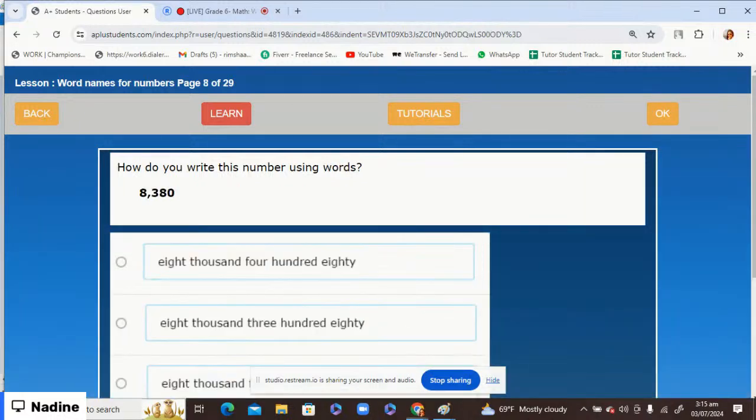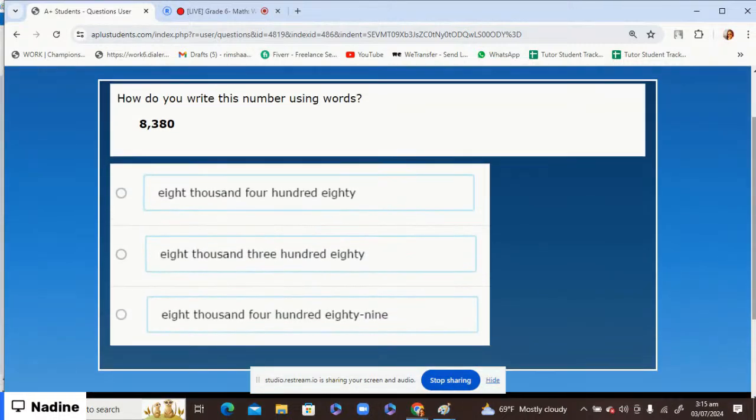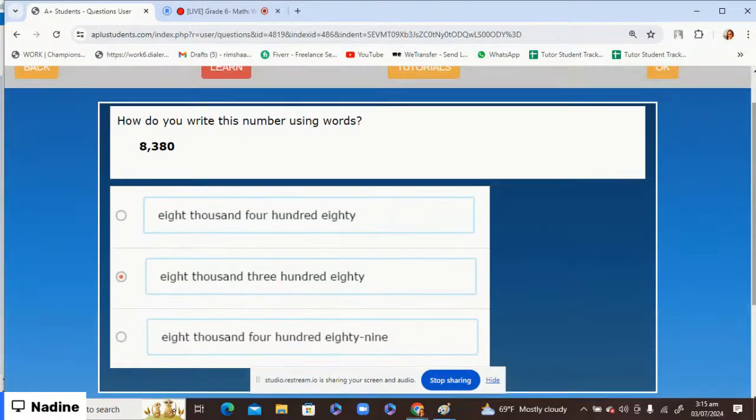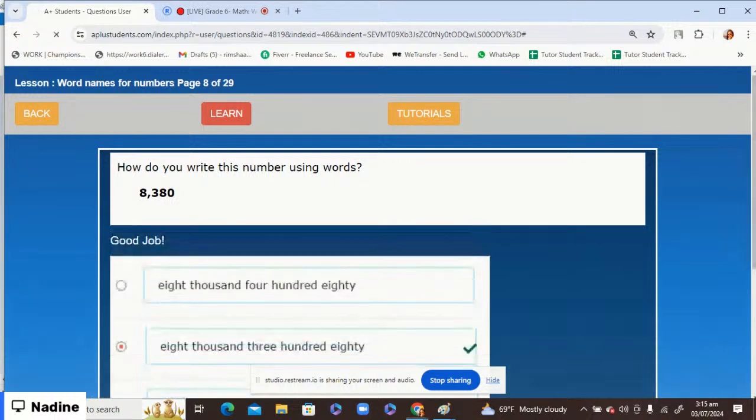How do you write this number using words? 8380, because 8 is in 1000 place, 3 is in 100 place, 8 is in tens place, and 0 is in ones place. So when you write it together, it becomes 8380. This one. Here we go with it. Okay.